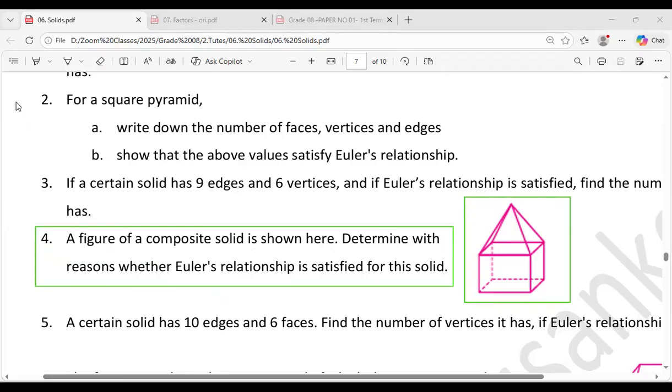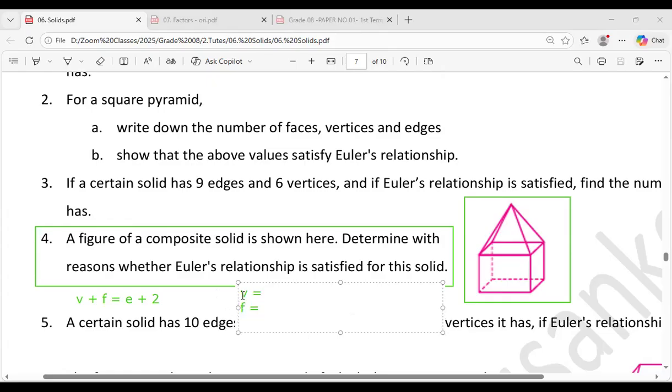So Euler's relationship is this. You need to write the Euler's relationship first. I will let you know the steps. V plus F equals E plus 2. This is the Euler's relationship. Then you need to find separately what is the number of vertices, the number of faces, and the number of edges. Then you have to take vertices plus F, that is your left hand side of the equation.